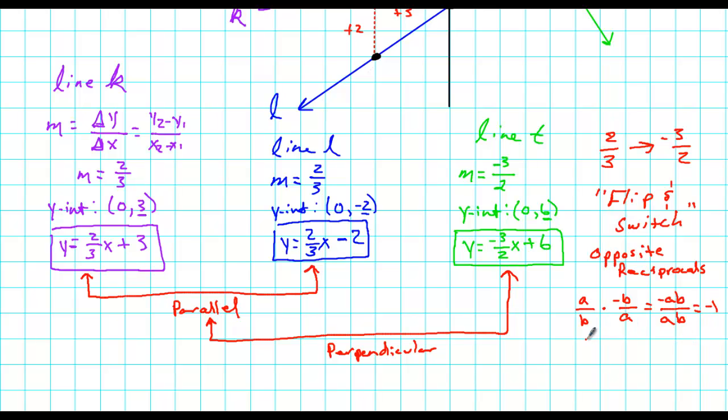But if you take our same numbers, 2 over 3 times negative 3 over 2, that equals negative 6 over 6, which equals negative 1. So when you look at the two slopes, what you're looking for is that they're either exactly the same, 2/3 and 2/3, or one of them is the flip and switch version of the other one. If we had another equation here that said y equals 3 over 2x plus 6, now notice I don't have the negative here. That's not going to be parallel or perpendicular to anything.